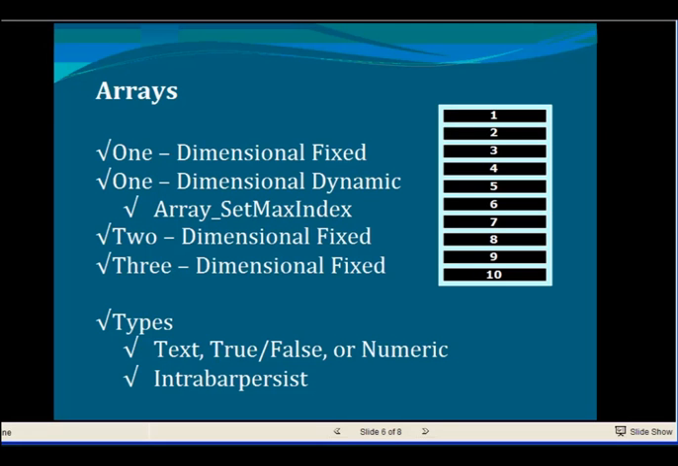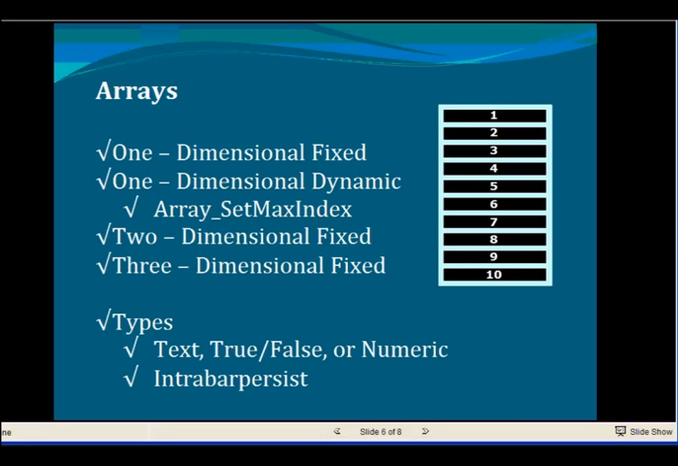Now, since an array is a variable, the array can hold text values, true-false values, or more commonly, numeric values. Most of the variables that you work with in EasyLanguage are probably numeric variables, so an array of numeric values is simply an array of numeric numbers that you're calculating and storing.